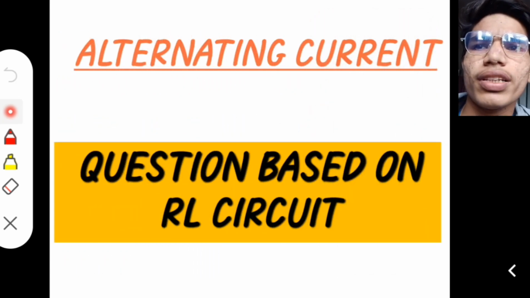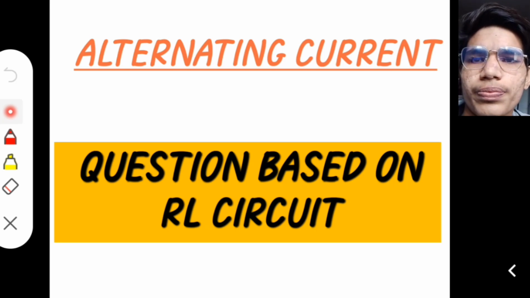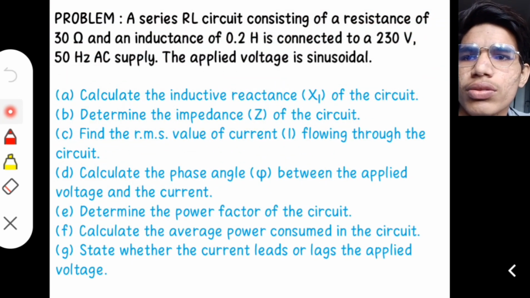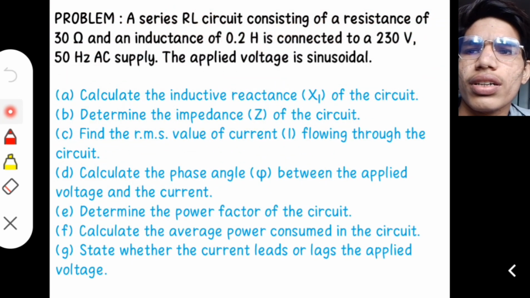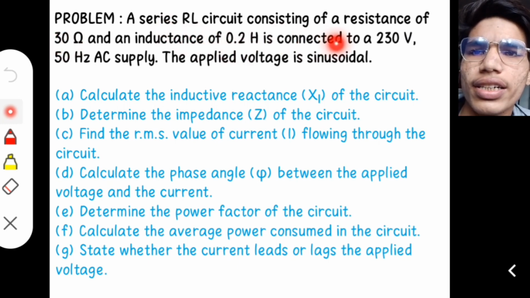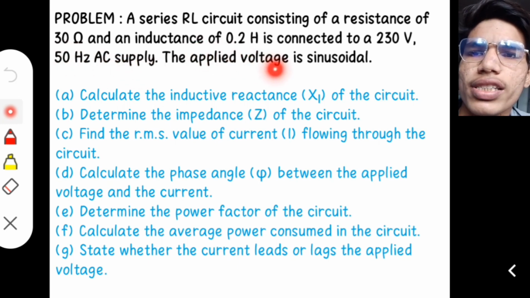So in this presentation I will explain the given RL circuit problem step by step. So let's see the problem. The problem is a series RL circuit consisting of a resistance of 30 ohm and an inductance of 0.2 Henry, connected to a 230 volt 50 Hz AC supply. The applied voltage is sinusoidal.